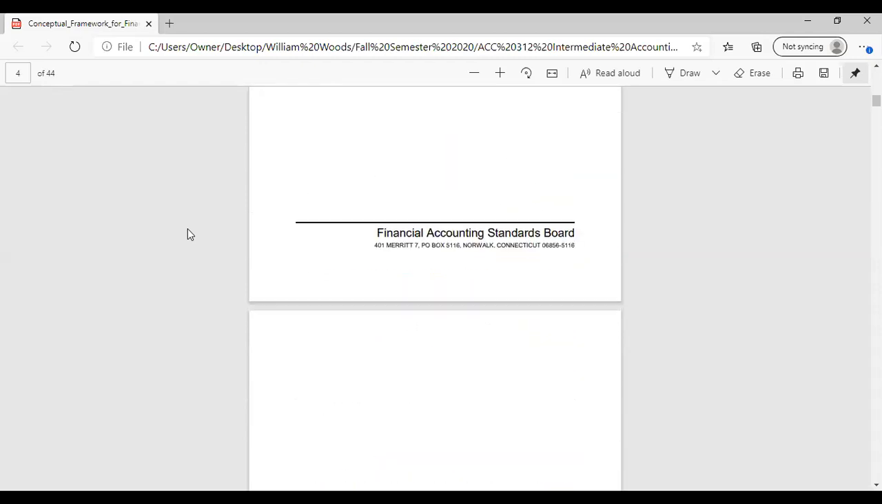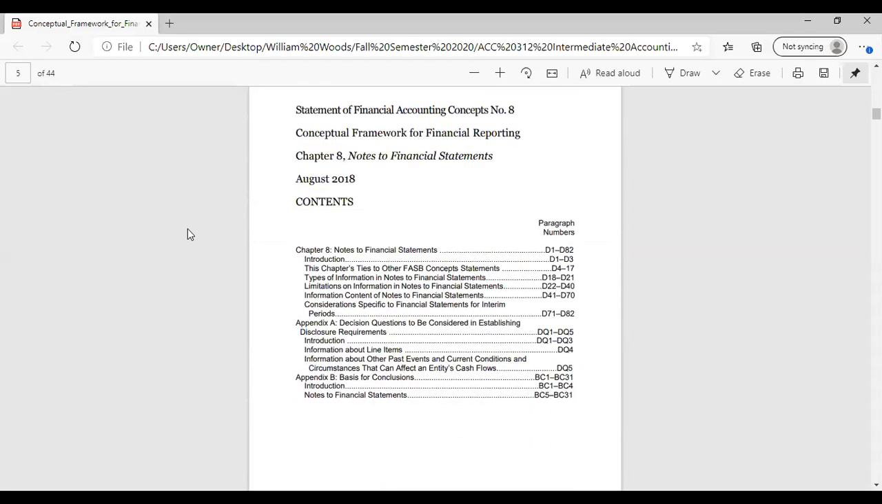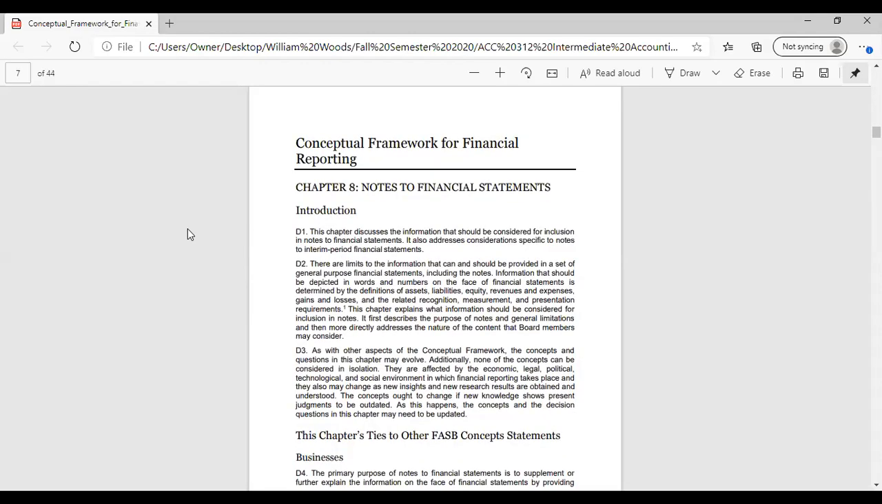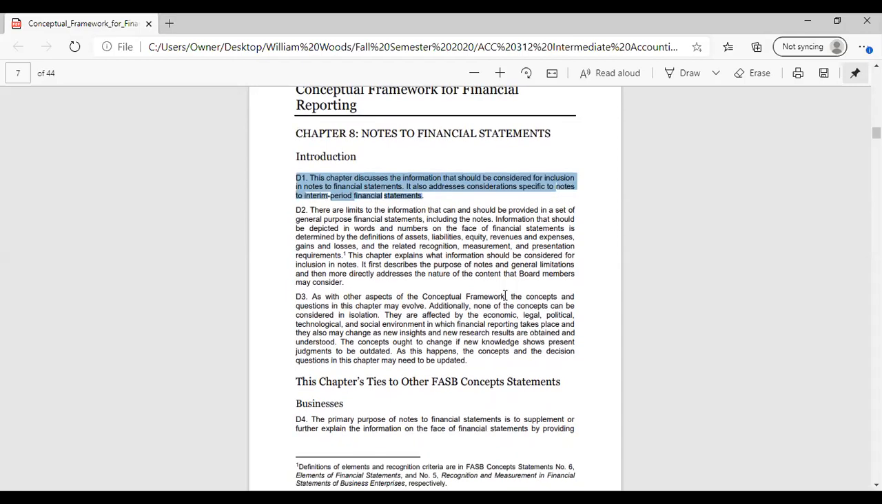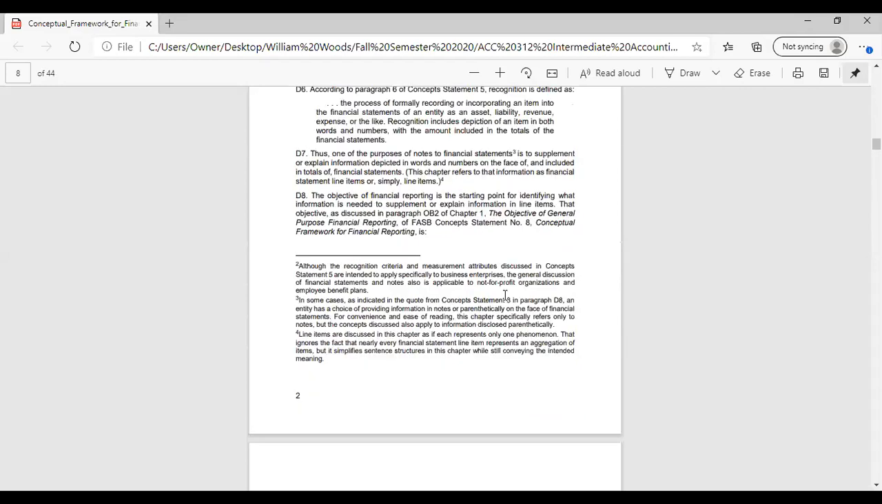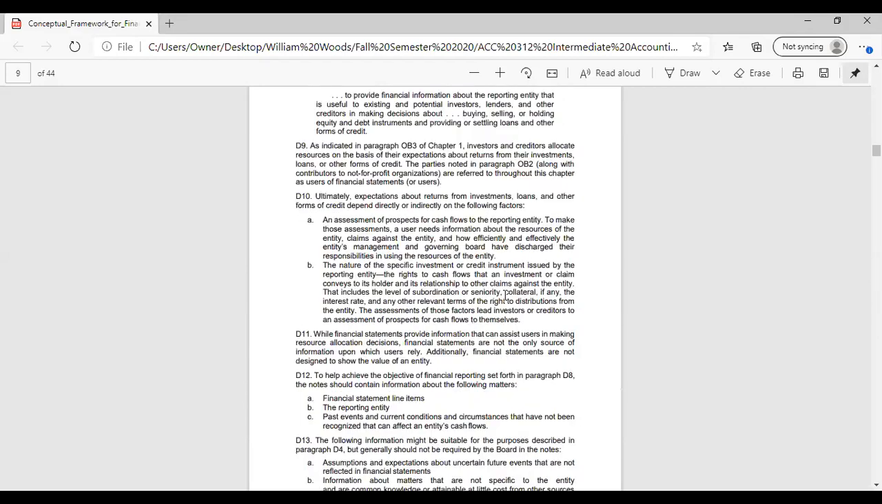And so if we scroll down, we can see again, table of contents here, the paragraph numbers, what's being discussed in each paragraph. This chapter discusses the information, and I'm reading right here, that should be considered for inclusion in notes to the financial statement. It also addresses considerations specific to notes to interim period financial statements. Remember, interim periods are like quarterly statements or monthly statements, right? Like in the middle of the year financial statements, basically, is what that means. And again, we can continue to go down and look at each one of these, but it just discusses in depth what should be included in the notes to the financial statement.